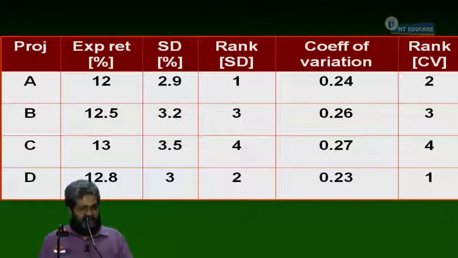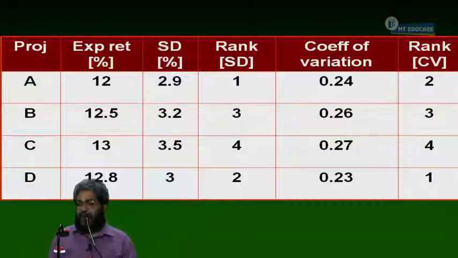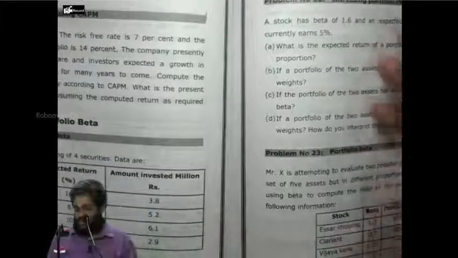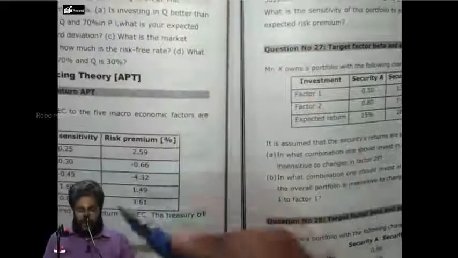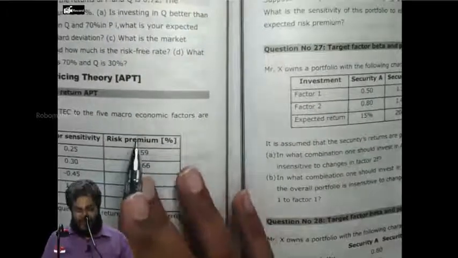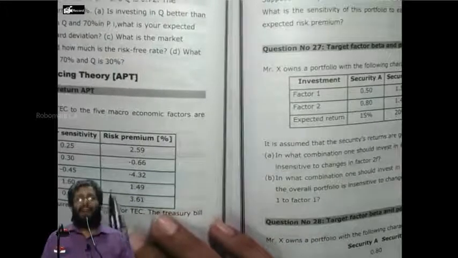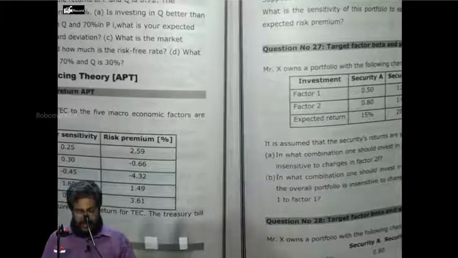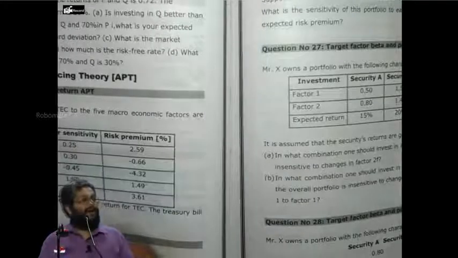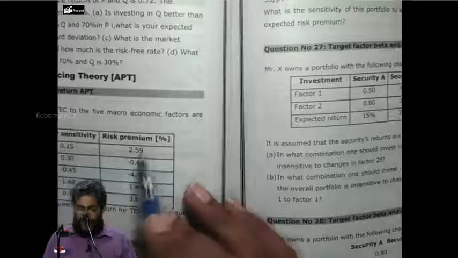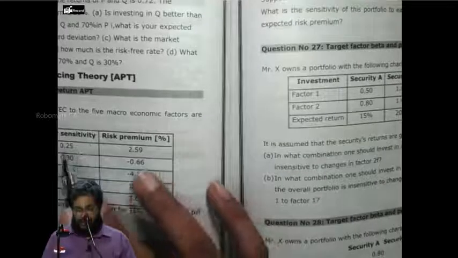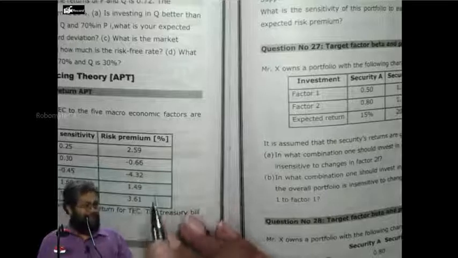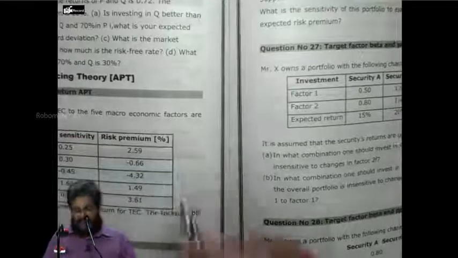I think the same type of problem has been asked in the examination. 17 I gave as homework. 18 done. 18, 19 over. 20 also done. 21, 22, 23, 24. 25 is a very basic sum. APT. They ask you to find out the rate, K equal to lambda 0 plus beta 1 lambda 1 plus beta 2 lambda 2 etc. The treasury bill rate is 4.1%, that is lambda 0. Plus they gave you factor beta and factor risk premium: 0.25 into 2.59, 0.3 into minus 0.66 and so on. If I add, I'll get the KE. It is an introductory sum, I left it as homework.